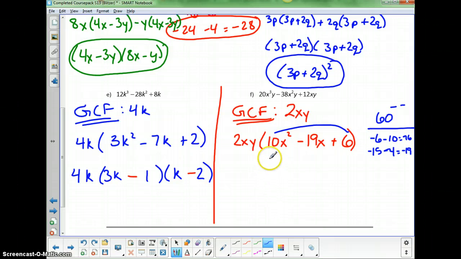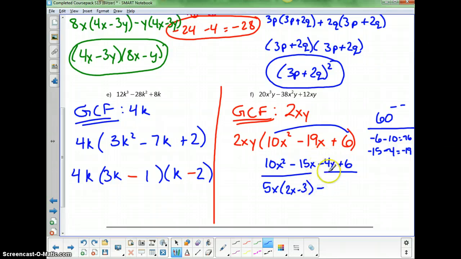So what I would do next is rewrite this as 10x squared minus 15x minus 4x plus 6, group. Now don't forget about this 2xy. We're going to bring that down and put it in front of our answer, but I'm not going to use it for the time being. I'm going to use it later. So the first two terms here have 5x in common. Take that out. I'm left with 2x minus 3 minus, because the first term is negative, those have 2 in common. Take the negative 2 out, you're left with positive 2x. Divide a negative 2 out, you're left with minus 3.